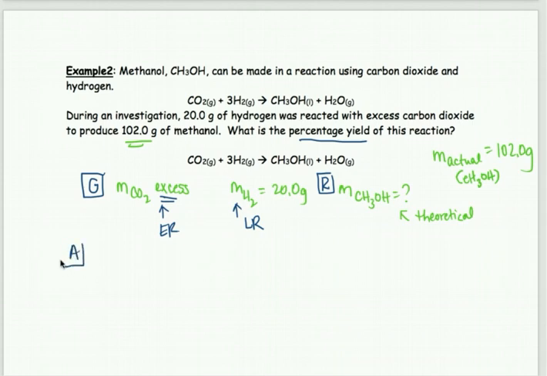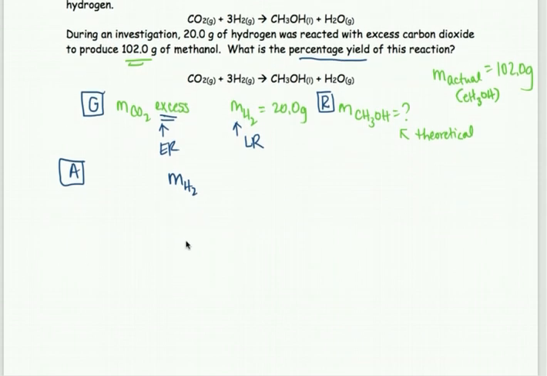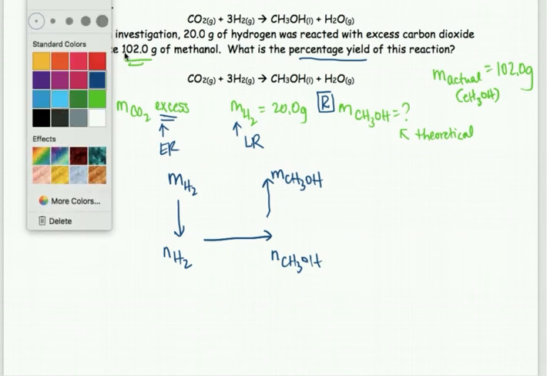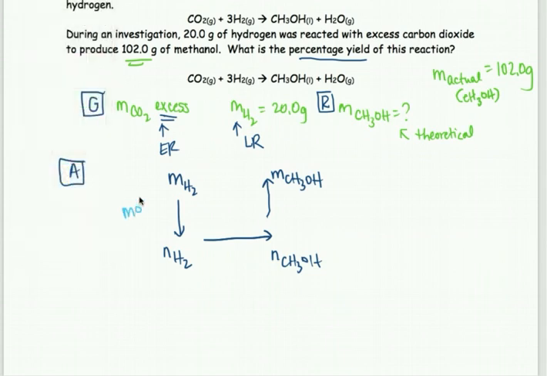All right, here's our plan. We know the mass of hydrogen. We want to go to the amount of hydrogen, and then find the amount of methanol so that we can get to the actual theoretical mass of methanol. When you are working through these stoichiometry steps, you are just finding the theoretical amounts and masses that you should get in a perfect world.